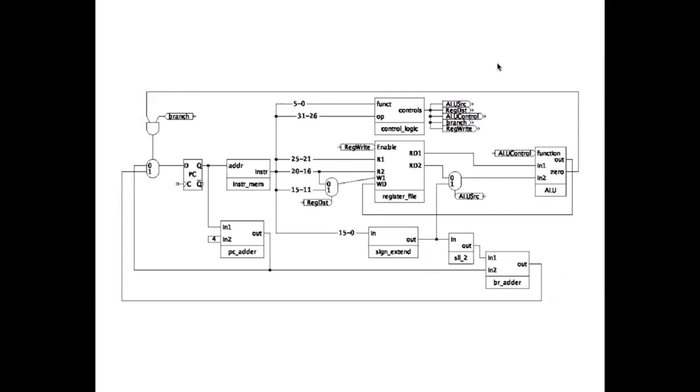Since we last looked at this diagram, we've learned about a few new things. One of them is jump commands. Jump commands are another way of changing the program counter. And they're actually fairly straightforward to implement, but we won't be learning about them in this lecture.